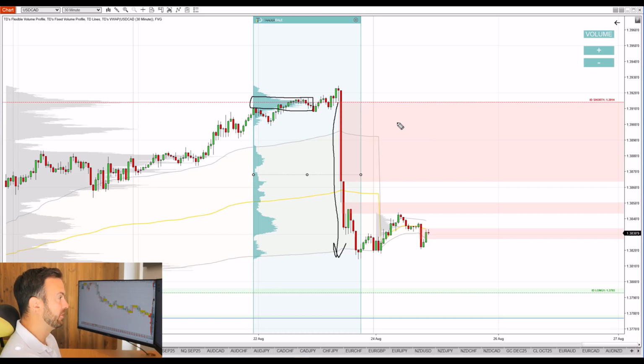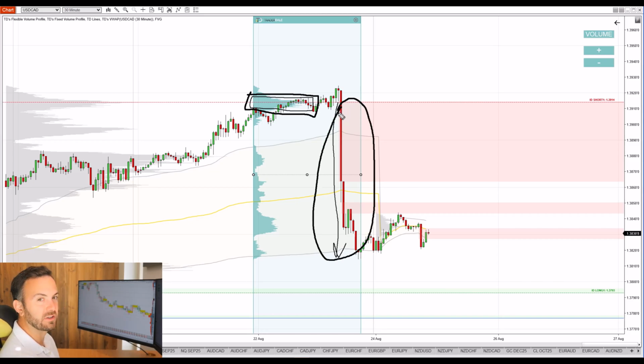This setup is called the volume accumulation setup because you want to see heavy volumes accumulated, and from there you need to see strong trend activity. Then you wait for pullback and trade from that heavy volume zone.